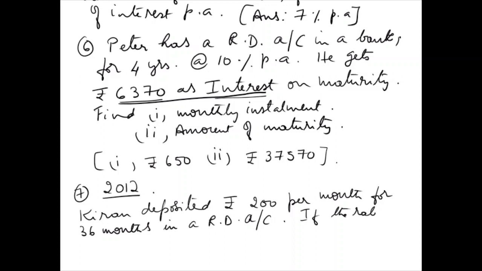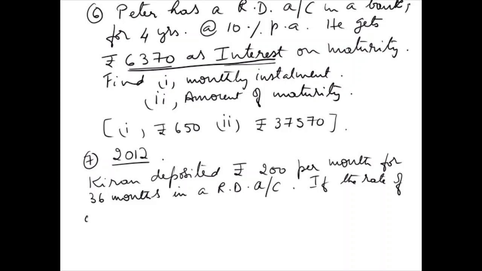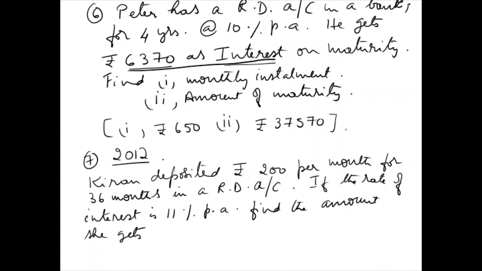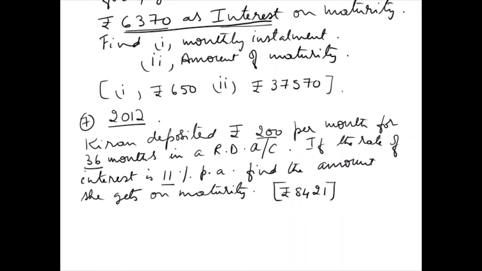If the rate of interest is 11% per annum, find the amount she gets on maturity. Direct question. You have everything. You know monthly installment, you know n, that is 36 months, you know rate 11%. So using the formula you can find out the maturity value, and the answer for this is rupees 8421. Okay, the more you practice yourself, the better for you.